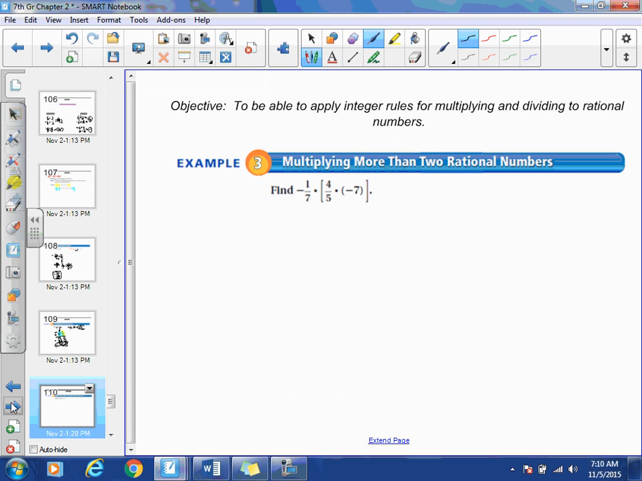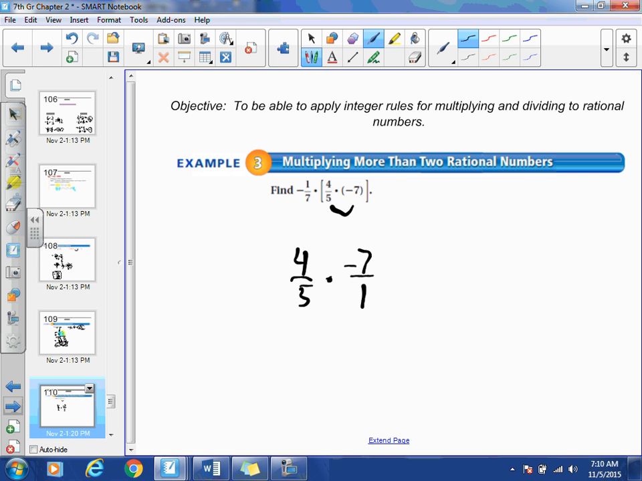Okay, multiplying more than 2 rational numbers. So in this case, we have a lovely set of 3 numbers being multiplied. Order of operations obviously still applies. So we start with what's in the group. And I have 4 fifths multiplied by negative 7. As a fraction, I could write negative 7 as negative 7 over 1.